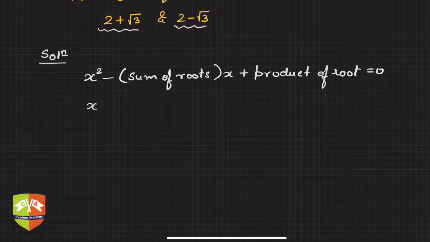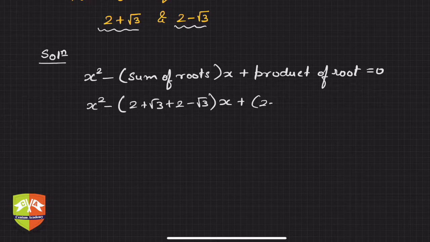So, hence it is x square minus sum of roots. So, what are the roots? 2 plus root 3 plus 2 minus root 3. This is the sum of the roots times x plus product of the roots, which is nothing but 2 plus root 3 times 2 minus root 3, and this must be equal to 0. This is a given equation.